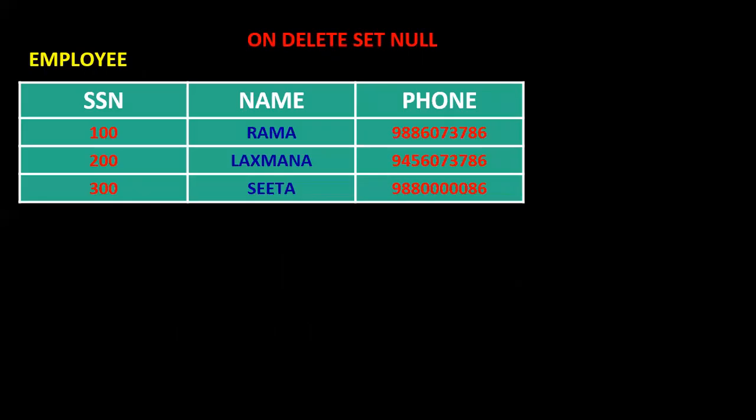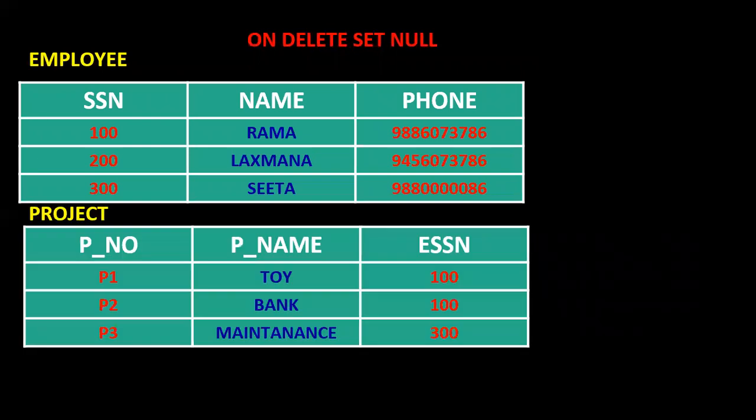Then next, some examples using on delete set null. So here, for example, the employee table and the project table. Employee 100 is working on project P1, again 100 is working on project P2, and 300 is working on project P3. Now 100 left the job. Then who will work on projects P1 and P2 now? Because 100 was working on P1 and P2, but now he has left the job and is not working on these projects. Who will be working on these projects now? We have not yet assigned any employee.